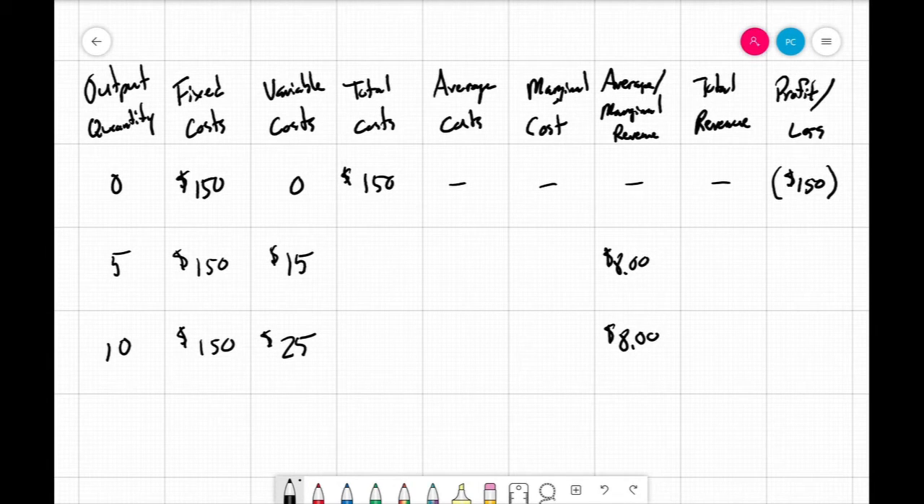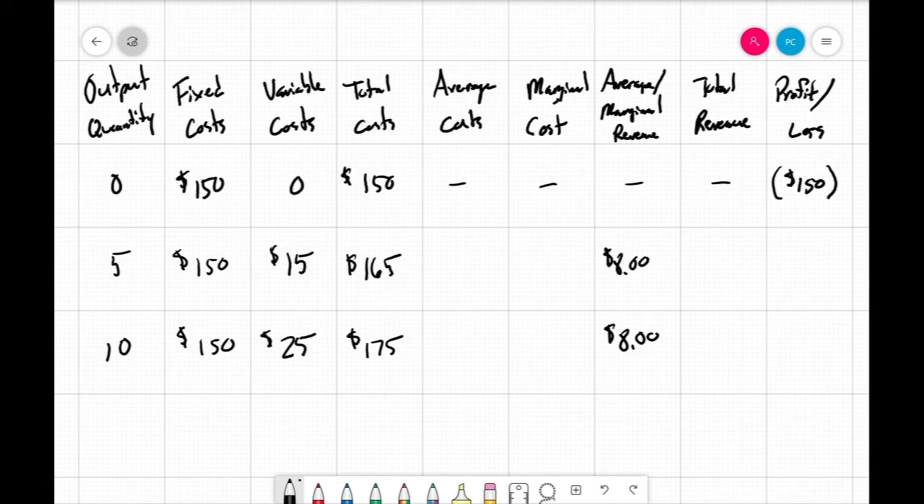Beyond that, a fixed cost would be the price of your building or your machine, things that, if you produce something or don't produce something, you still have to pay for. Variable costs could be labor, electricity, utilities, all sorts of things. So your total costs here are going to be those two combined, right? You've got 165 here, and you've got 175 there.